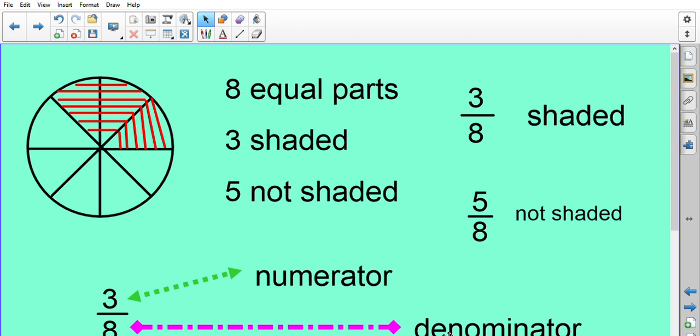So if you were being asked what fraction is shaded, look at 3 out of 8 are shaded, which is 3/8. If you're looking at not shaded, how many are left blank? We've got 5 out of 8. Now it's quite common for people to look at that and go, it's 3 out of 5, because there are 3 shaded, 5 not shaded. But it's really, really important: the denominator, the bottom number, is always the total number of equal parts, so all together.